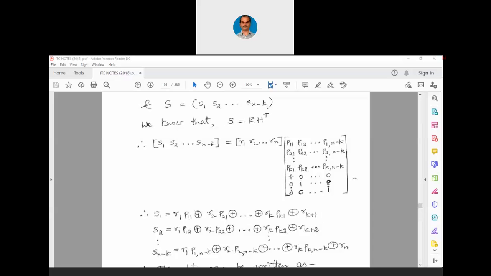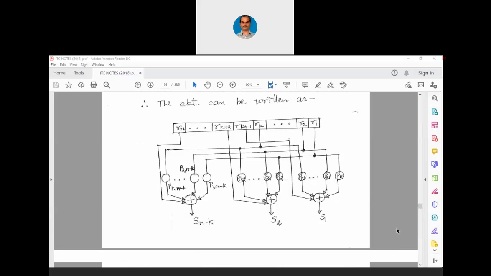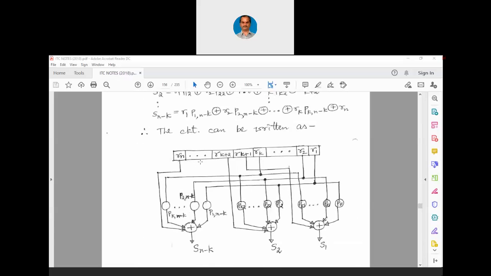In the identity matrix, you can see in the row there is 1, in the next row there is 1, and in the last row the last bit is 1. So actually we get XORed with Rn. So using these expressions, we can write the circuit now for the syndrome.